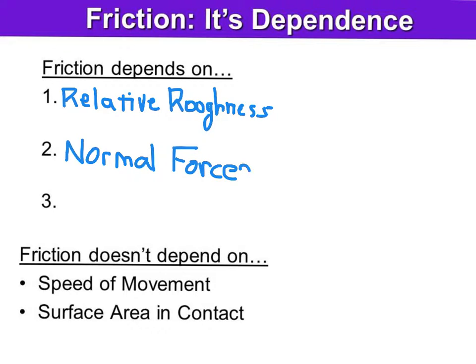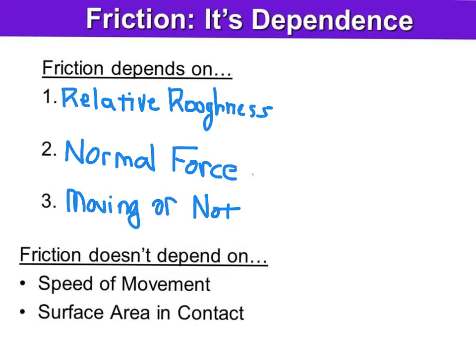Finally, our third idea would be simply whether the objects are moving or not. Again, from what we saw in the lab, we have a lot of friction when they're moving, not much when they're not. So whether we'll say moving or not. Friction's a real concern. It either can cause things to move or stop things from moving.